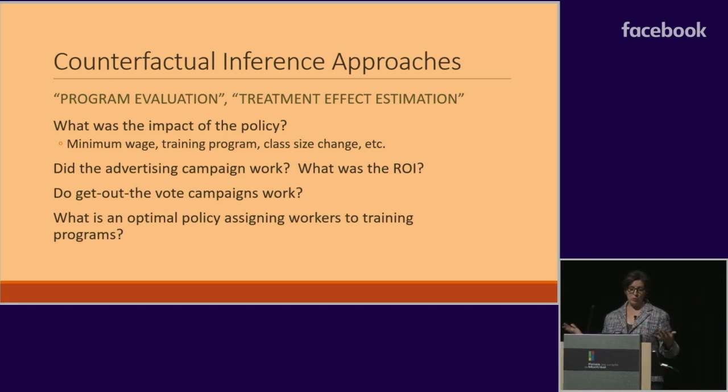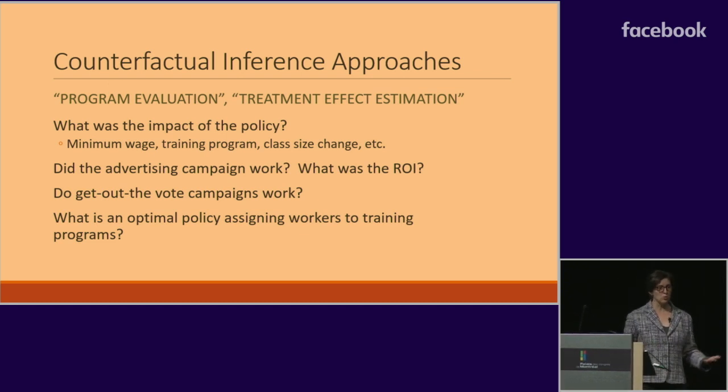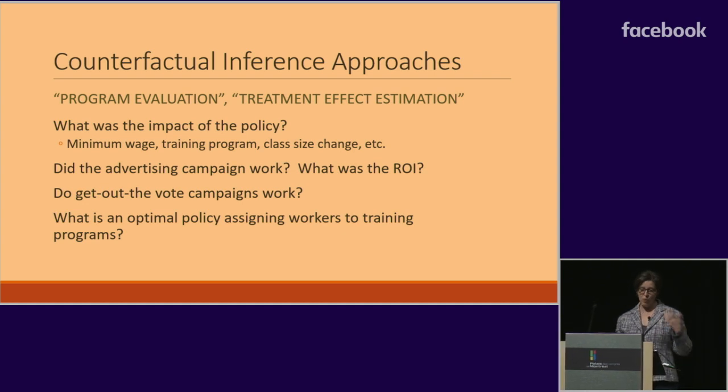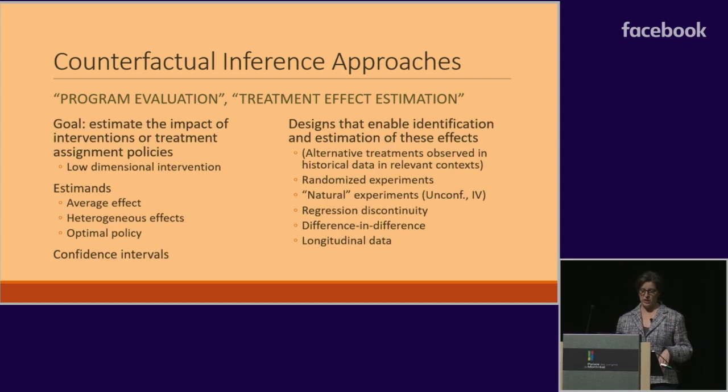And so we would want to estimate, first of all, do these campaigns work? And now the more modern versions of these, and these really are just getting rolled out in the last couple of campaigns, are more personalized policies, and these campaigns are starting to use things like bandits to learn the best policies. And what's an optimal policy for assigning workers to training programs?